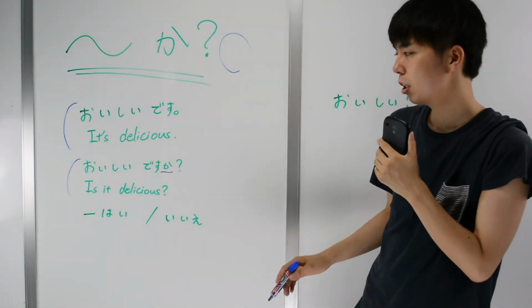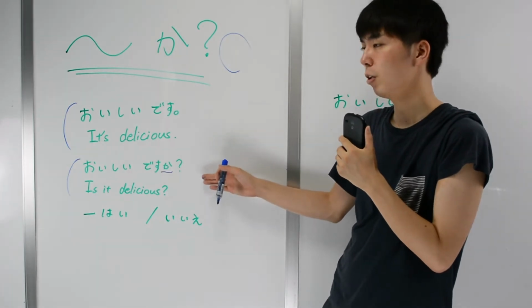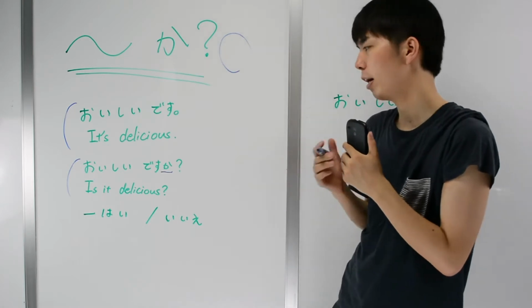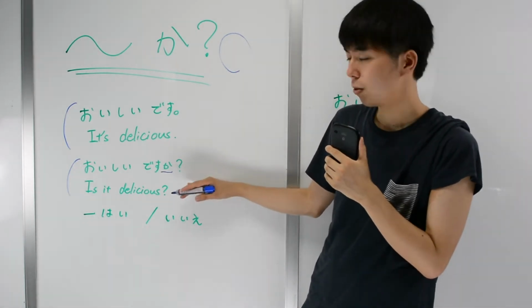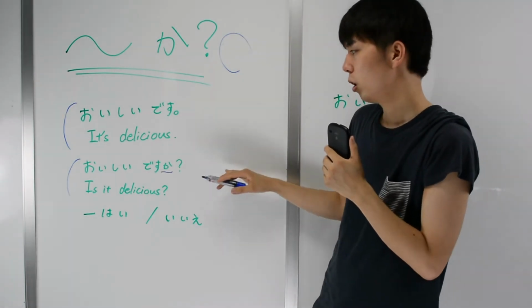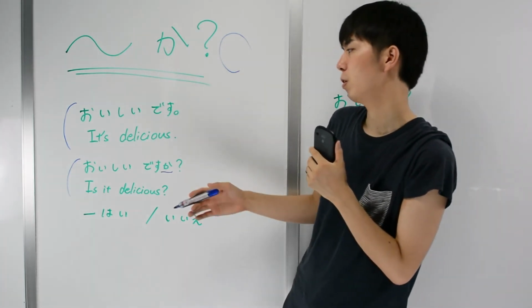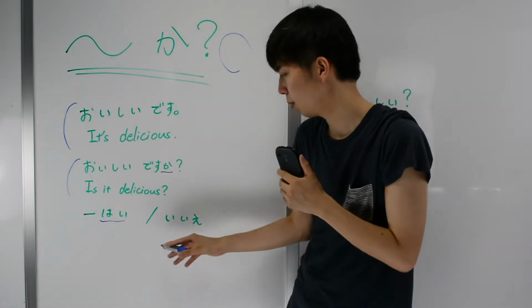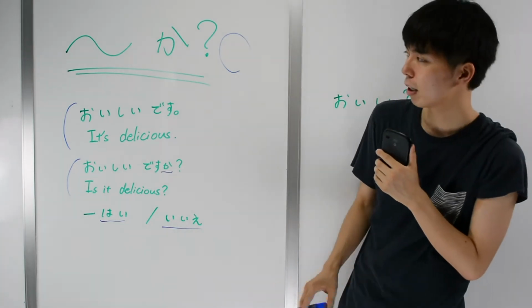This sentence doesn't have any word like when, where, which one, or how, something like that. So this means that this question is a yes-no question. So if someone asks you, 美味しいですか? You can answer it, はい or いいえ. Yes, no, はい、いいえ. Okay?